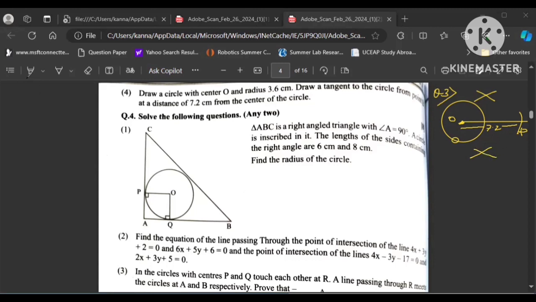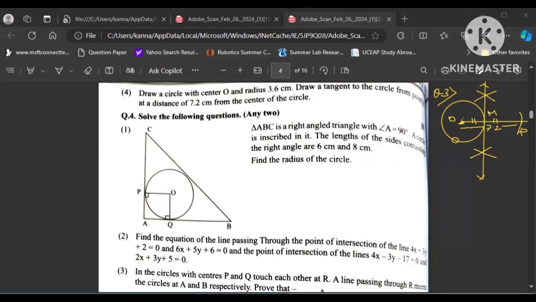Again, draw a line passing through the point of intersection of these arcs. This line, children, is the perpendicular bisector of OP. Now draw a circle which will pass through this. Suppose I take this point as M.